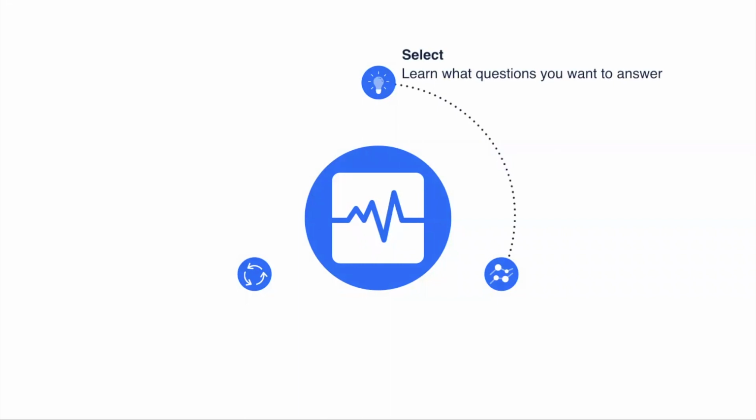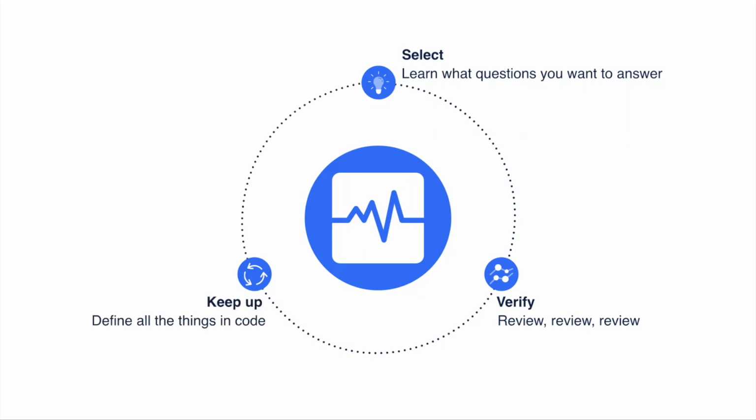To select what to measure, you really need to learn what questions you want to be able to answer with those operational resources. And that does require you to understand why your application exists in the first place and what failure means to that application. To verify that you're measuring the right things, we found it very helpful to review those things and to do it together with your team regularly. And to help your team keep up to date with change, we found it super helpful to start exporting everything into code and to drive that mindset where operational health is part of your definition of done.